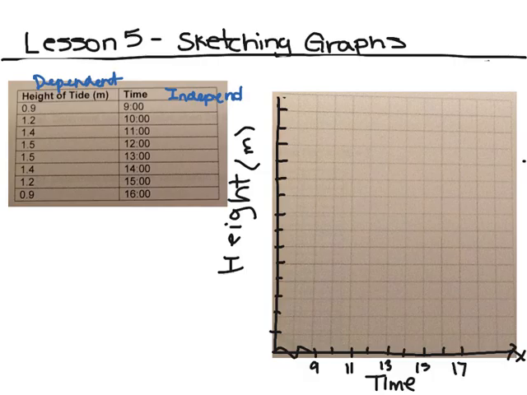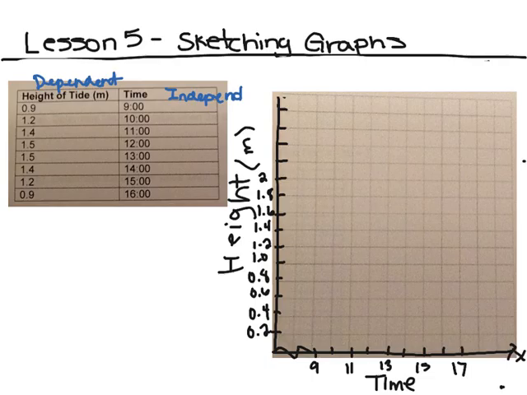Our heights start at 0.9 and they go all the way to 1.5. So we're going to go up by 0.2s. So 0.2, 0.4, 0.6, 0.8. I'll just write them all in. This will be 1.0, 1.2, 1.4, 1.6, and 1.8. This would be 2.